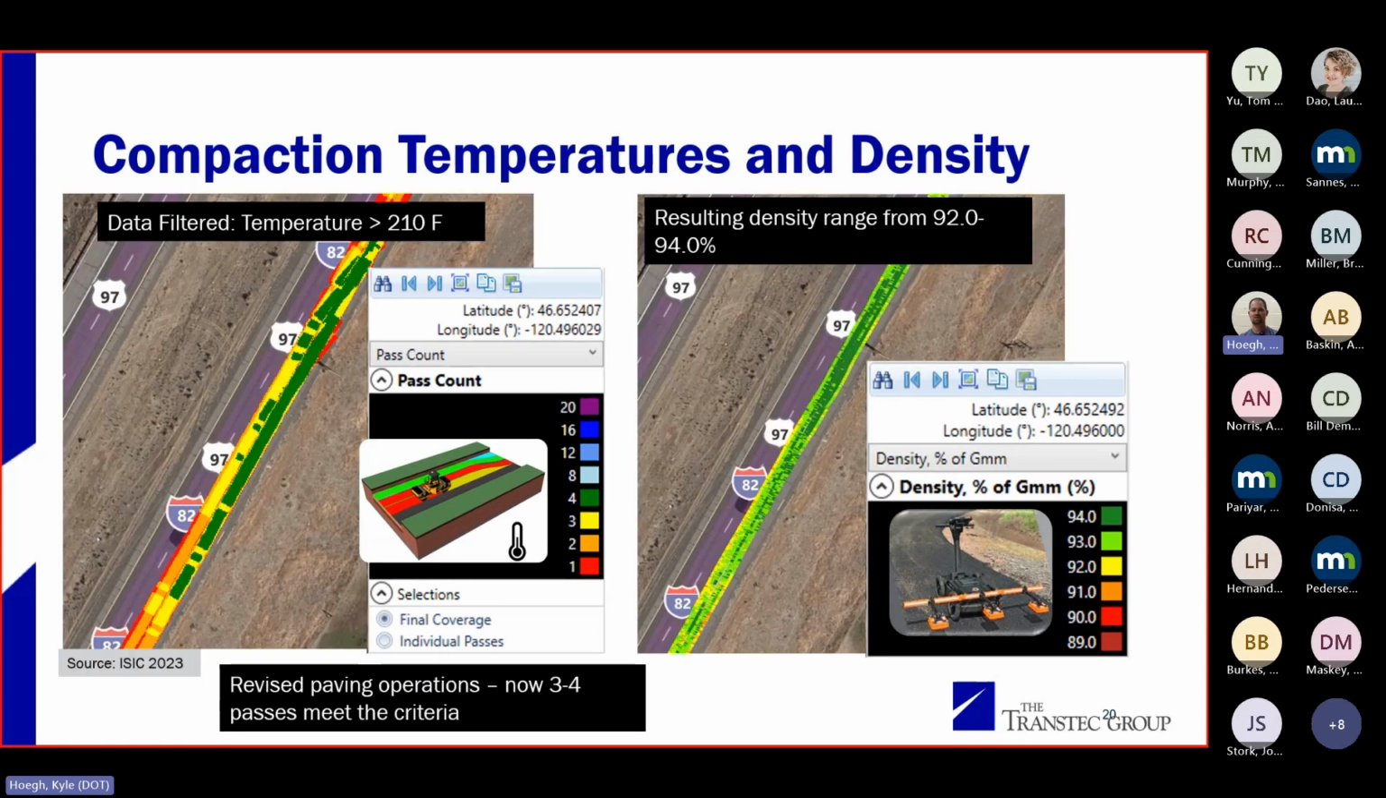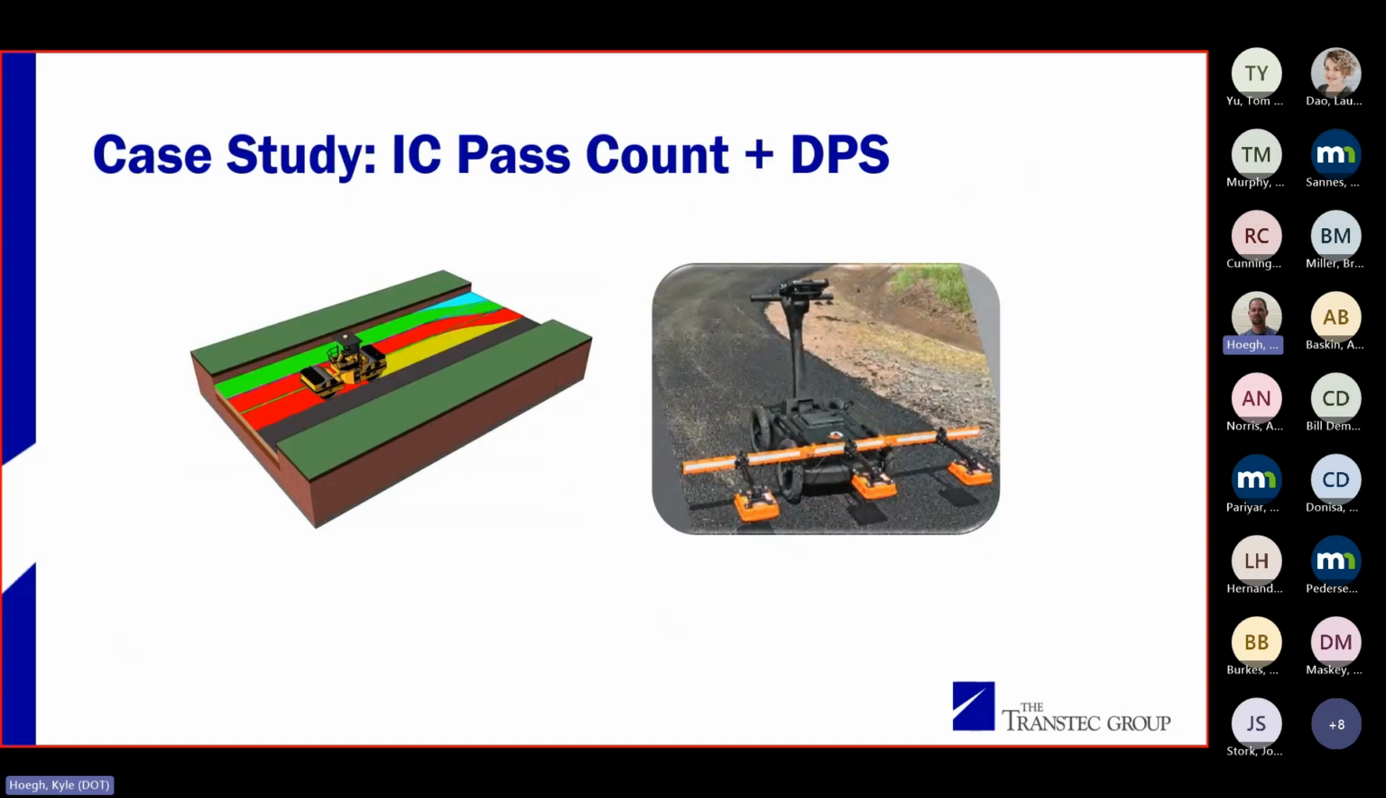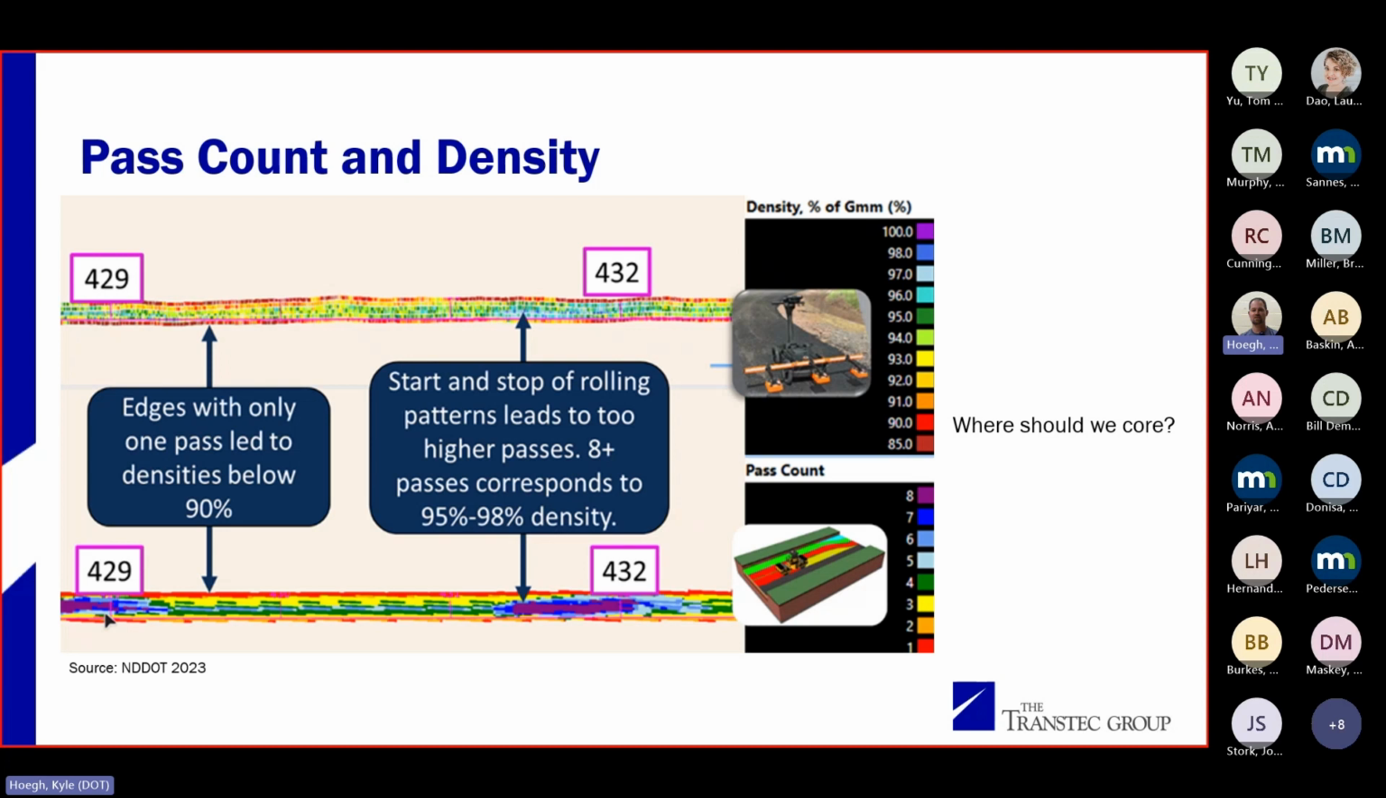So they made some changes to the paving operation. Density got way better. And when they applied that same filter, they were up at 3 to 4 passes at that temperature. So it's just really cool to be able to go in, take a look at the data, see what's going on in the project, and make positive changes to your paving operation.